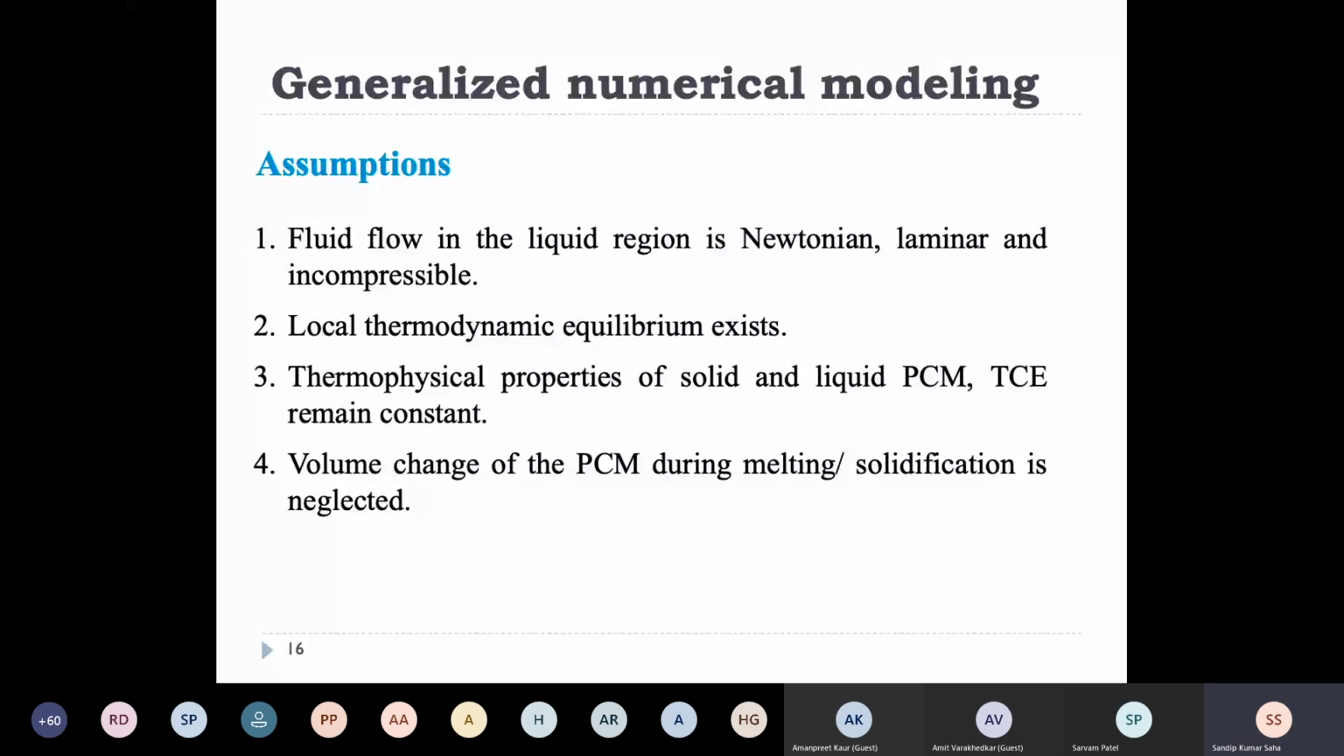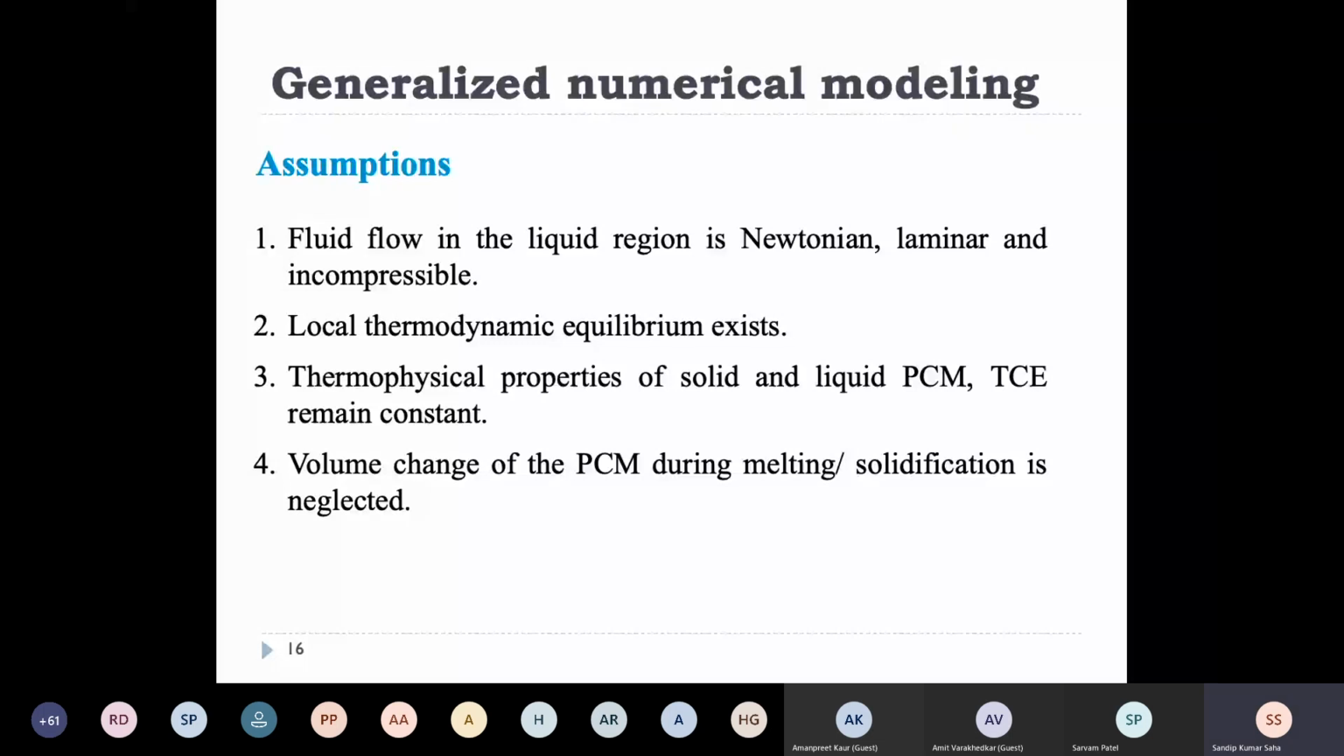For this case, I am assuming local thermodynamic equilibrium exists. Later I will show you, if LTE, local thermodynamic equilibrium, does not exist, how I have to handle the situation. There are certain cases I will tell you. Also, thermophysical properties I will not vary much right now; they are constant. And volume change of PCM during melting and solidification is neglected, so there is no shrinkage and expansion. But at the end of my talk, I will tell you how to model these things.